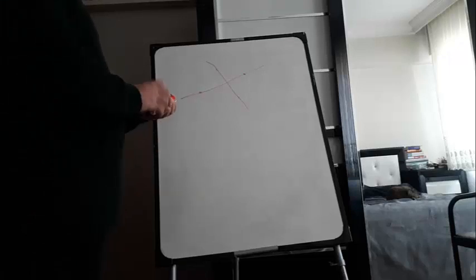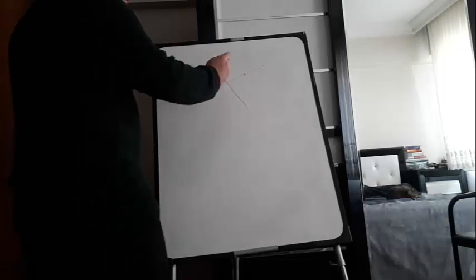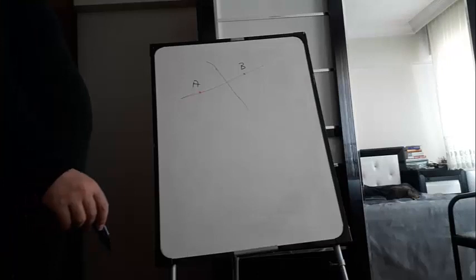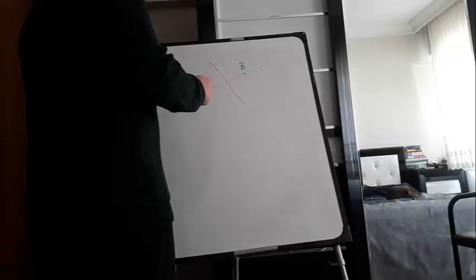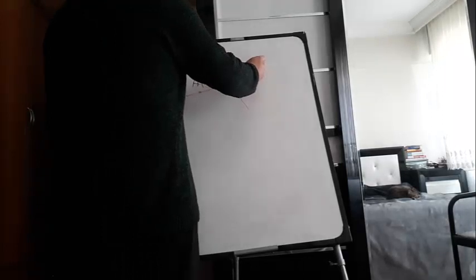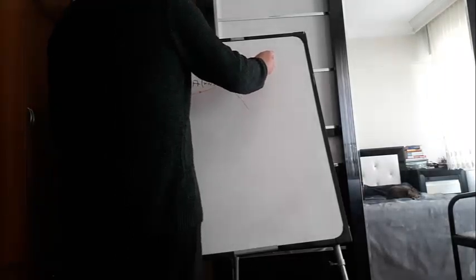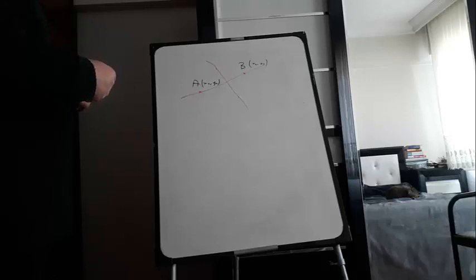For example, this point is given as A, and this point is given as B, and the coordinates of these points are given: A is x0, y0, and B is x1, y1. If the coordinates of 2 points are given, then we can derive the equation of the line that passes through these 2 points.